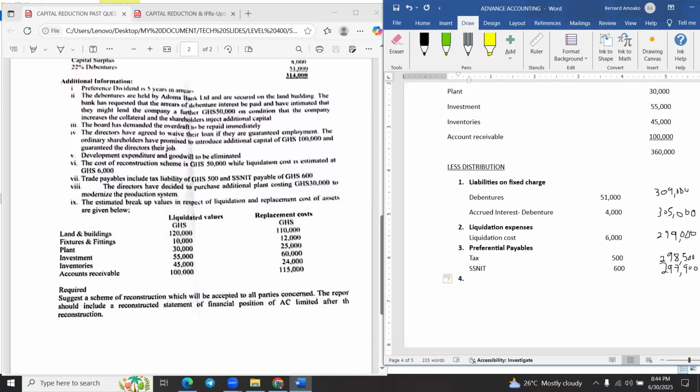Liabilities on floating charge. And did we have any? No, we didn't have any. So we leave it and we go to the fifth one. You need to write it, because it makes the examiner know what you are doing. Are we together, guys? Yes, please. Yes, we are following.